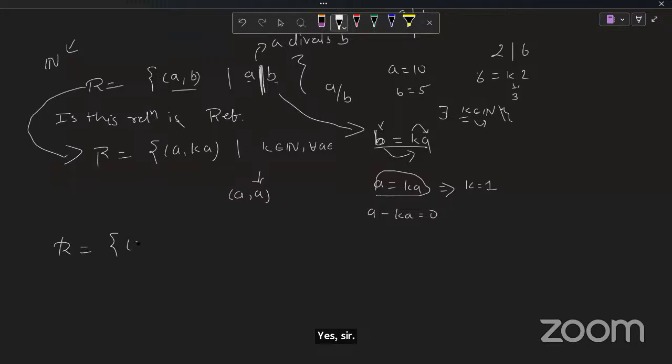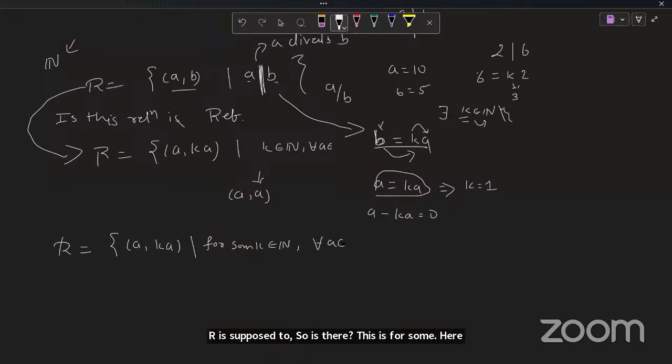R is equal to (A, KA), such that this is for some K belonging to N and for all A belonging to N. Why am I writing "for some"? Because there is a possibility I will get only one K, and there is a possibility I will get infinitely many K. I will let you know how you will get infinitely many K. If you take A equal to 0, then no matter what K you take, you will also get (0, 0). Right? So you can get infinitely many.